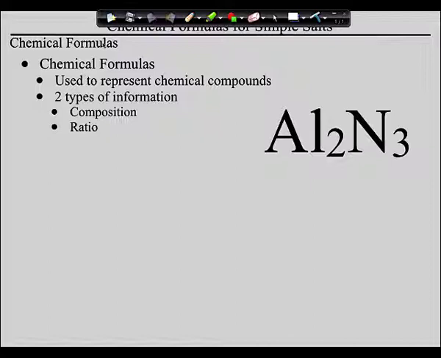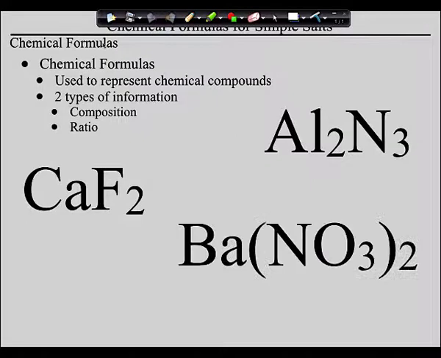You get the idea? Okay, so if we look at something like calcium fluoride, which they put in toothpaste to make your teeth stronger, you not only know that it's made of calcium and fluorine, you know it's in a 1-to-2 ratio, so 1 calcium bonds to 2 fluorines. You get the idea? Straightforward, right? Okay, now what about something like this?